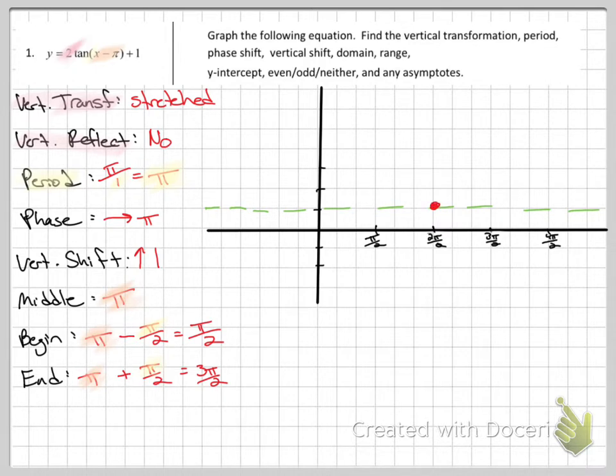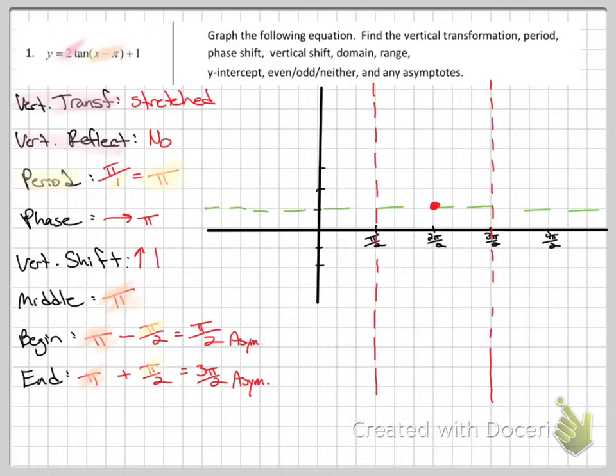Half the period to the left lands me at pi over 2. That's an asymptote. Remember, the beginning is an asymptote, and the end is an asymptote for tangent. The end, 3 pi over 2, is an asymptote. Then, this tangent has a vertical stretch of 2. So it is going up to the right. Think of it kind of like cubics. It's not a cubic, but I understand how that's an easy way to think about it.